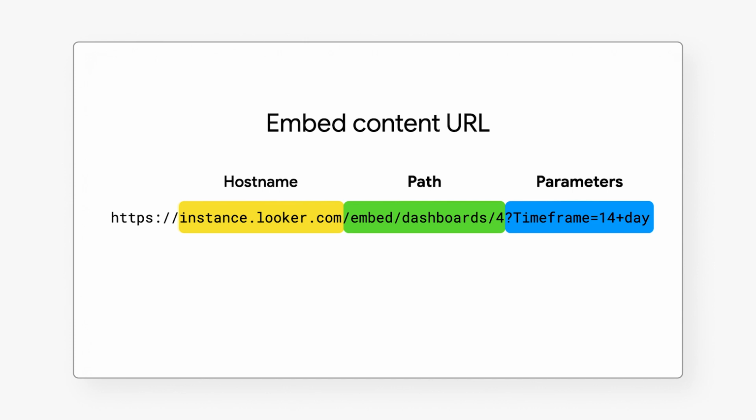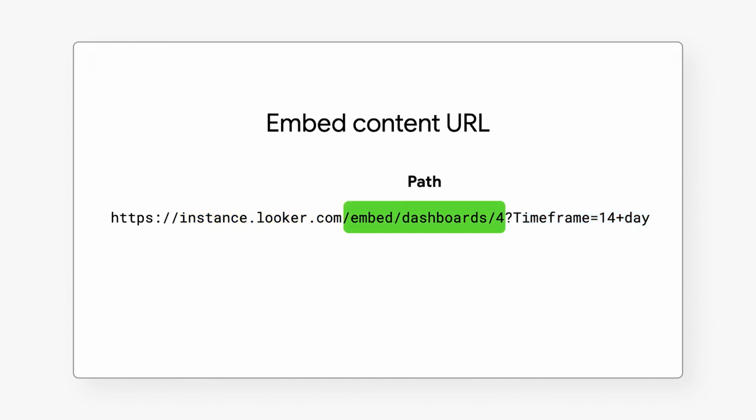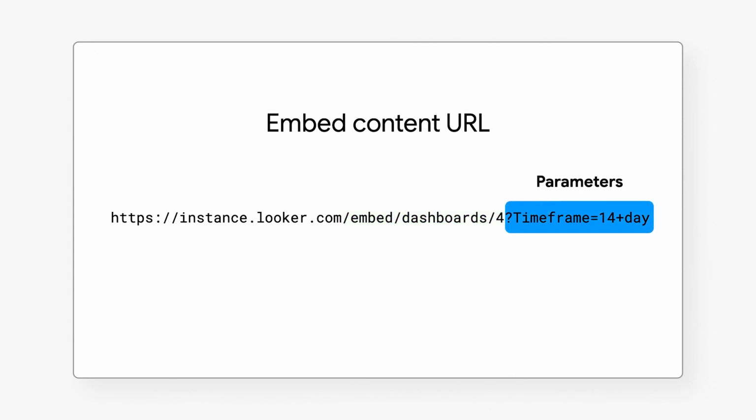With the parameters built, we finish building our embed content URL. With our hostname, path, and parameters, we have a fully formed embed content URL ready to be set on your iframe source attribute. Keep in mind, you can navigate to your embed content URL in a browser to preview your embed's behavior and appearance. Also, if you want to theme and control the appearance of your embedded Looker content, check out our Getting Started documentation for further details.